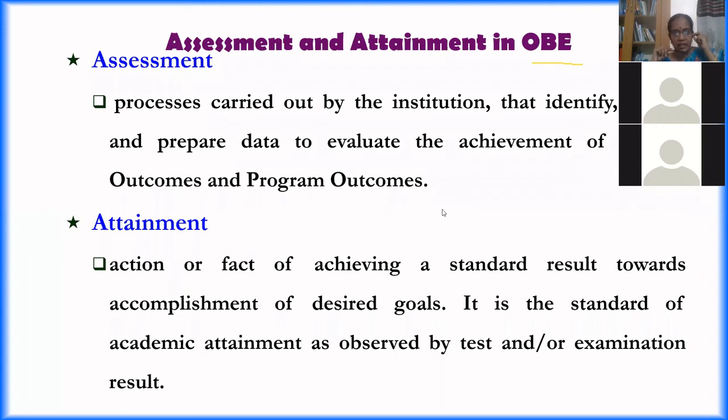But what is attainment? Attainment is nothing but the action of achieving the standard result. So attainment refers to the outcome. You are planning for one outcome. Whenever you aim for something, suppose you want to give a pass mark, you should get 90% of the students passing. So usually in the traditional method, we fix the standard: 90% of the students should get passed.